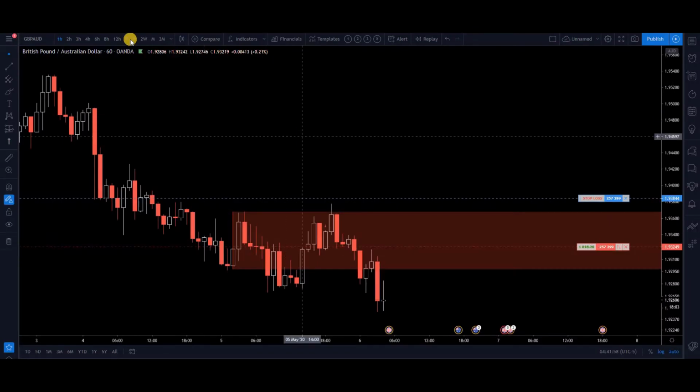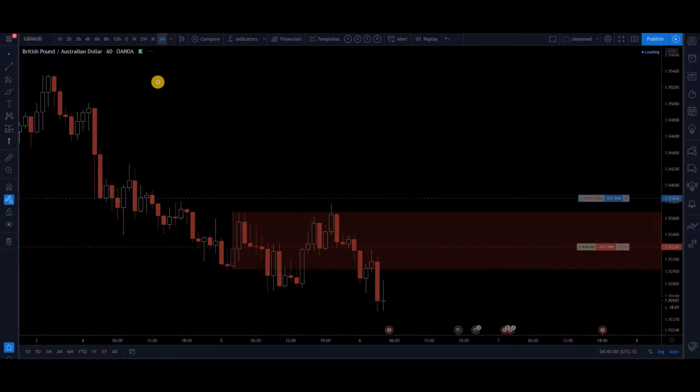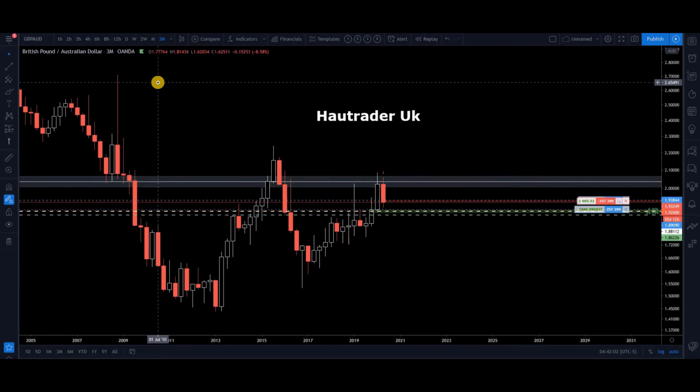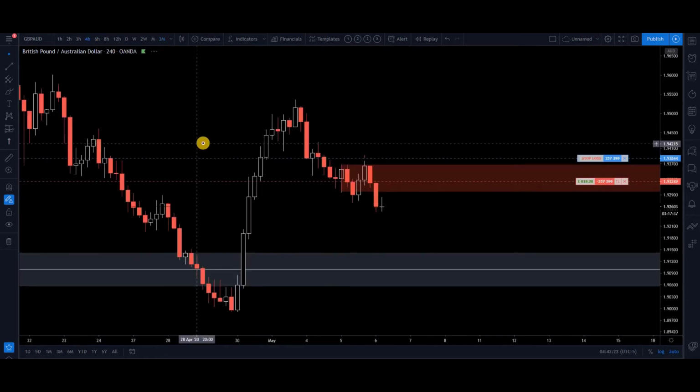So the pair that we're talking about is the British pound Australian dollar. And last night we went short this market, okay? And prices moved in our favour to the point where we can now consider moving our stops to break even. So let me explain how we used to do it. So I'm going to come right down to the 4-hour chart.